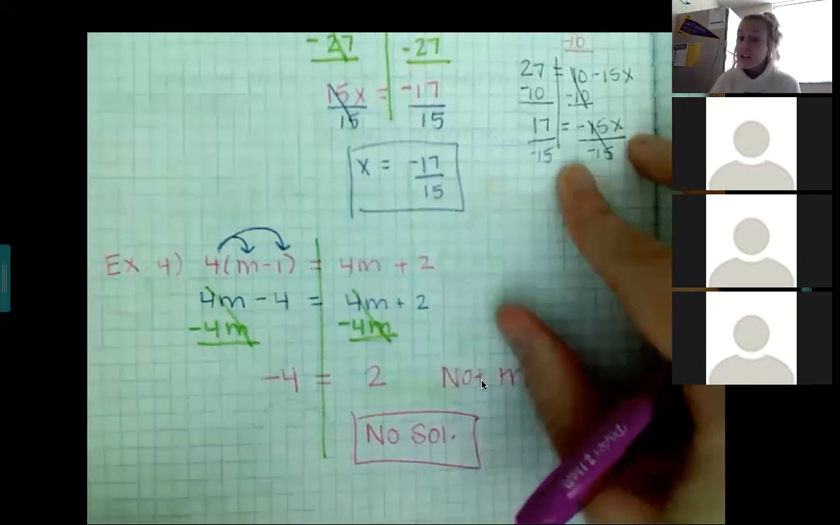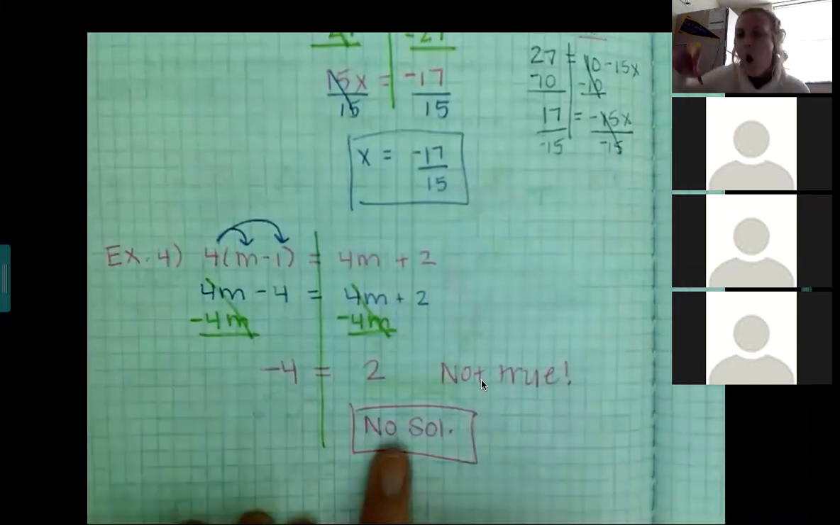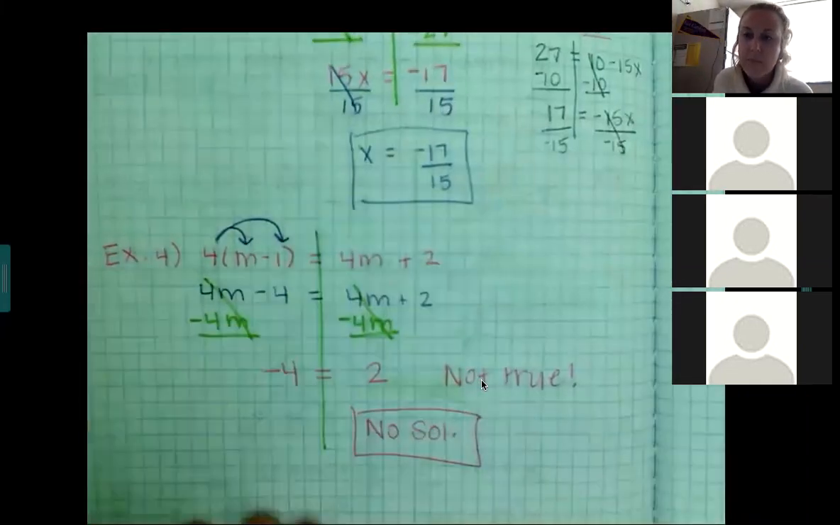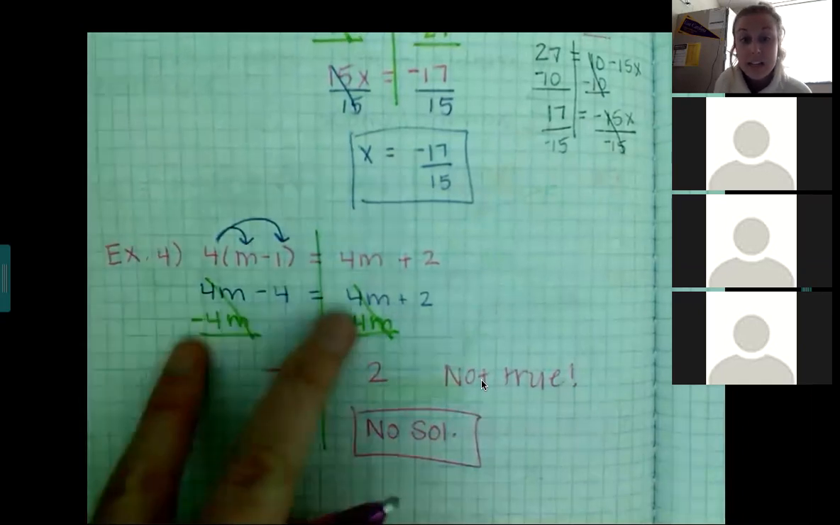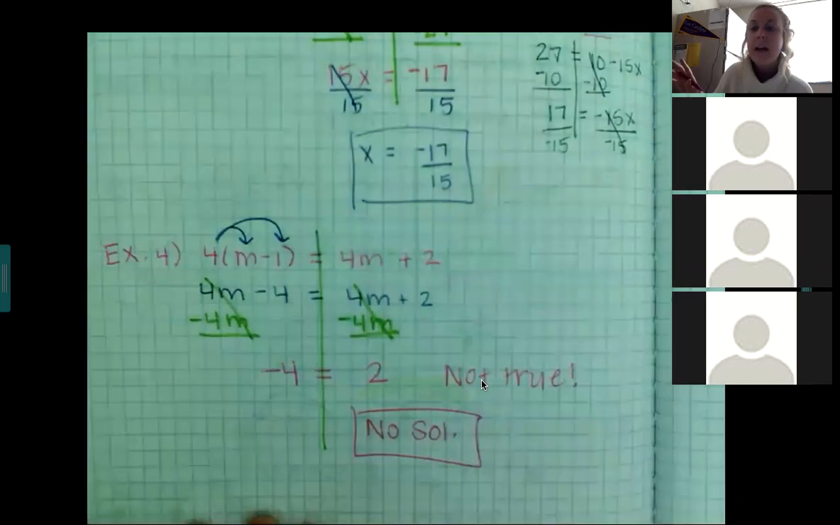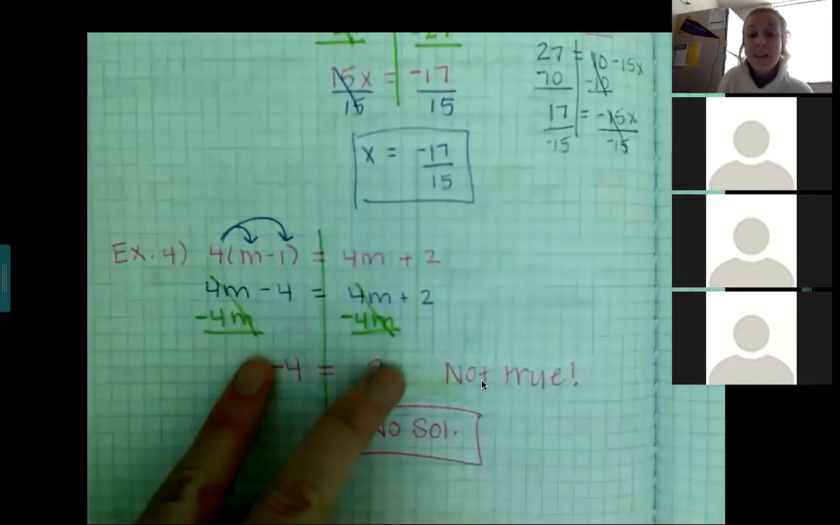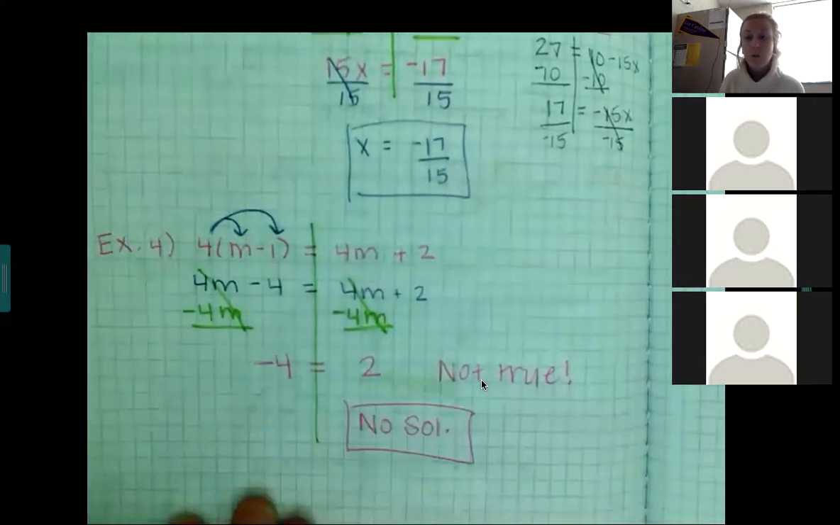No, this does not happen often. Think about all the examples we've done and this hasn't happened yet. It happens occasionally, very rare, but it might happen. If your variables cancel like they did here, when I tried to move them, they vanished, and you're left with something that's not true, it's no solution.